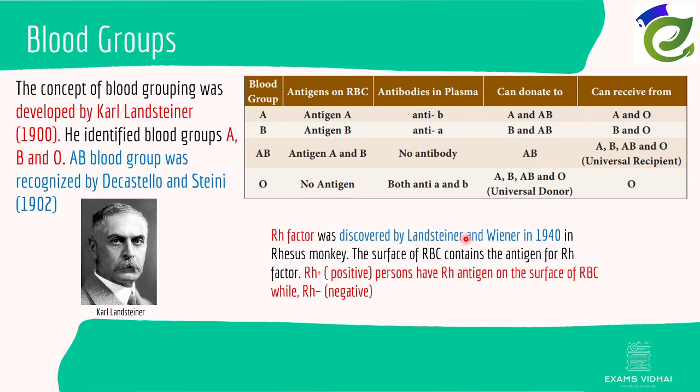The surface of RBC contains antigen for Rh factor. Rh positive persons will have Rh antigen on the surface of the RBC, whereas for Rh negative it is vice versa.